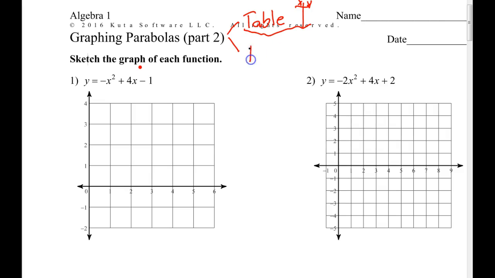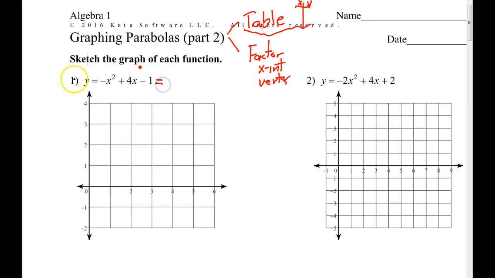A little more efficient is to factor, find the x-intercept, find the vertex and axis of symmetry, because then you only have to really graph half of it, and you get the other half for free because it's symmetrical. So always try factoring first, but it might not factor. So that's what we're looking at on number 1.